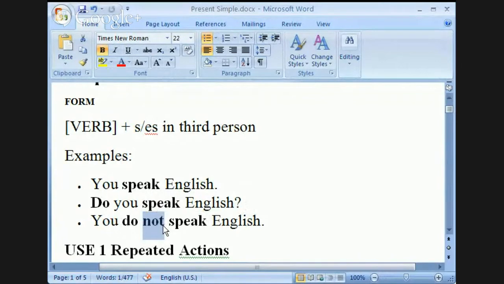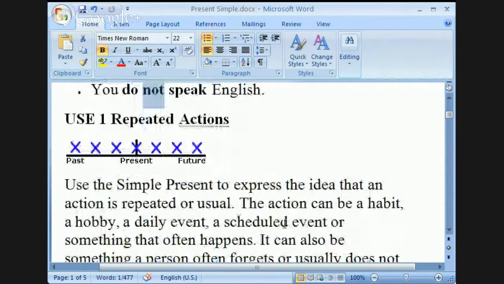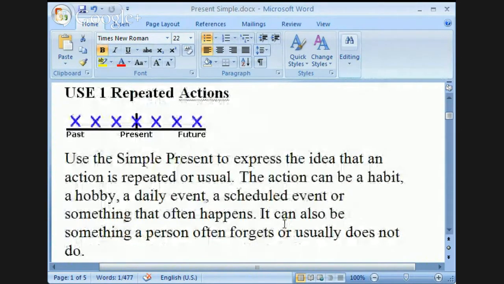Of course, in natural English speaking, we would most likely say this as you don't speak English. We would use the reduced form, or what's called a contraction. You don't speak English would be much more natural, actually, in real speaking. All right, let's talk about the uses and practice them.